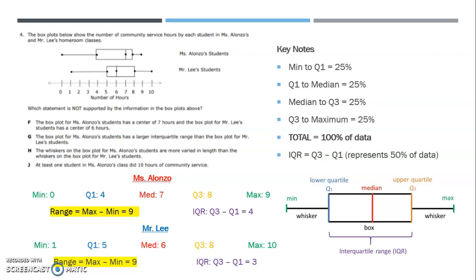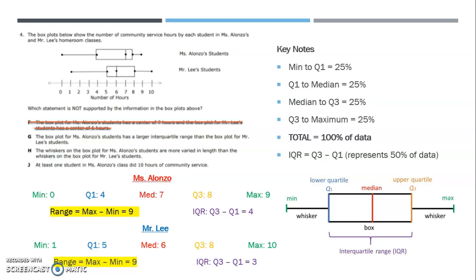Now I can go through each one. So the first one says the box plot for Miss Alonso's students has a center of 7. So we go to median for Alonso's, and yes, it is 7. The box plot for Mr. Lee's student has a center of 6. Yes, it is 6. So we're good. But it says which statement is not supported. Not supported. So I want a false. The first one is true. So it can't be F. That one's true. I want a false answer. Next one says that the box plot for Miss Alonso's students has a larger IQR than for Mr.